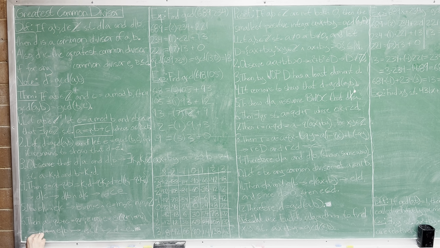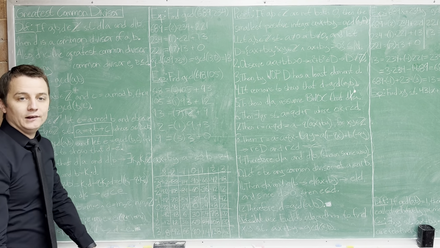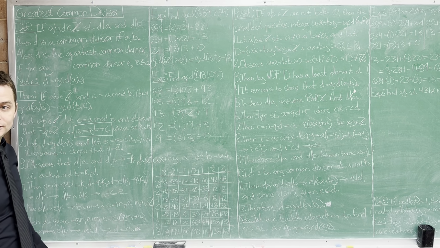So E is a common divisor of A and B, but D is the greatest common divisor of A and B. So E has to be less than or equal to D. So I had D is less than or equal to E, I have E is less than or equal to D, put those two facts together, and we get D is equal to E. Make sense? That's it.